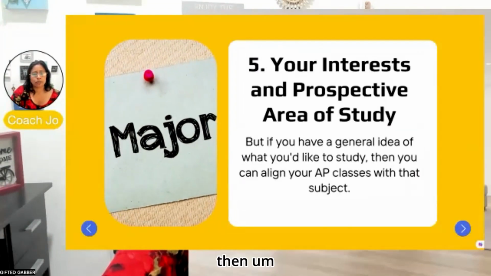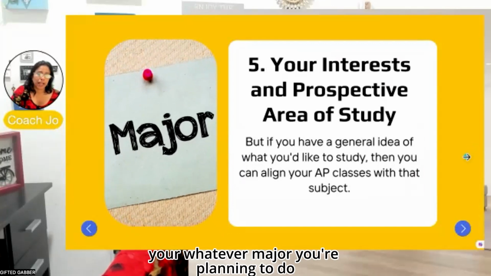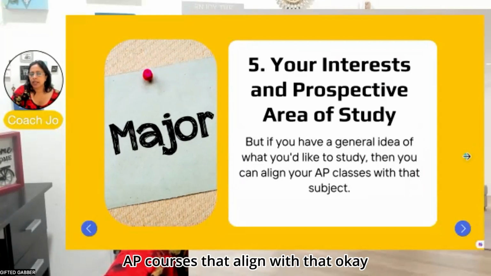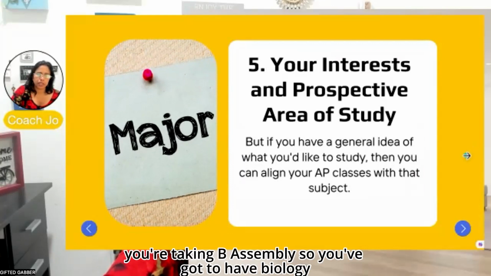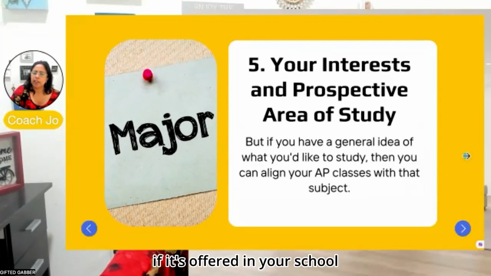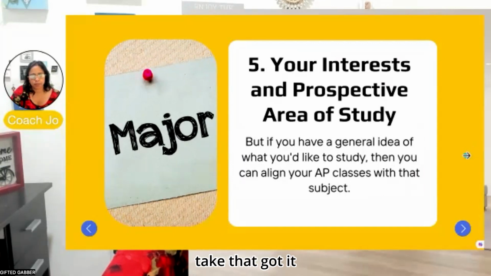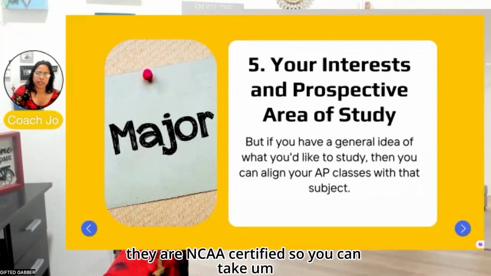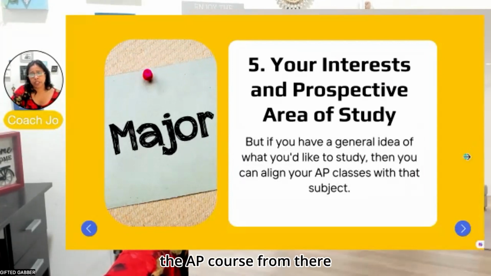Then whatever major you're planning to do, you take AP courses that align with that. Okay, you're taking BSMD, so you've got to have biology. I told you that, biology and psychology. Psychology is not that hard. If it's offered in your school, take that. Got it? And if it's not offered in your school, I will even share Johns Hopkins. They are NCAA certified, so you can take the AP course from there.